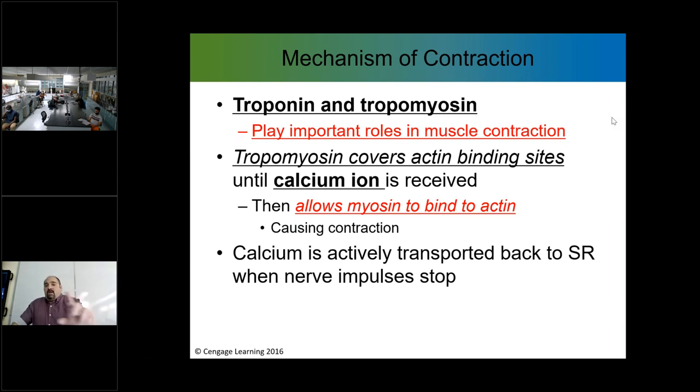Calcium moves tropomyosin in particular out of the way, and it allows myosin to connect with actin and allow for contraction, whether it's what we've said here, isometric or isotonic, right? Calcium needs to be present in order for this to happen. Okay? So that's why calcium is more than just good for your bones. Calcium is important for your nervous system to allow connections within the nervous system and also for muscles to contract. So calcium, very, very important.